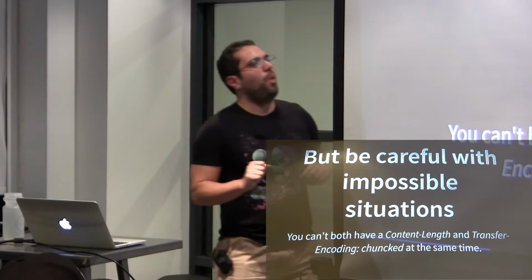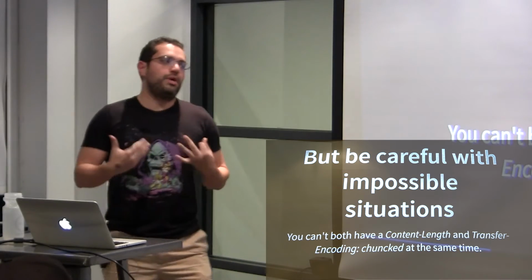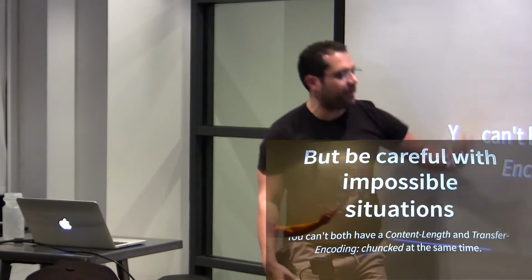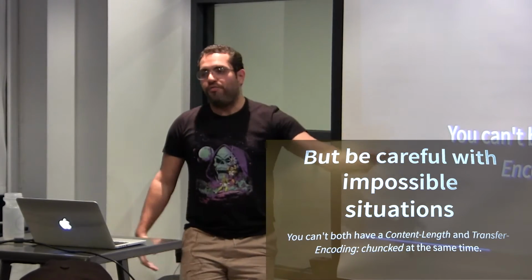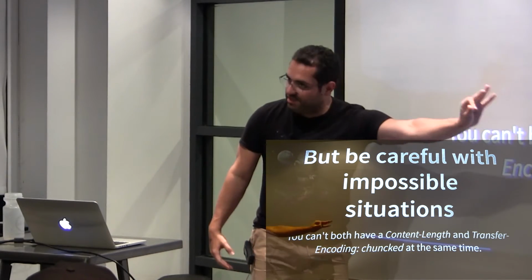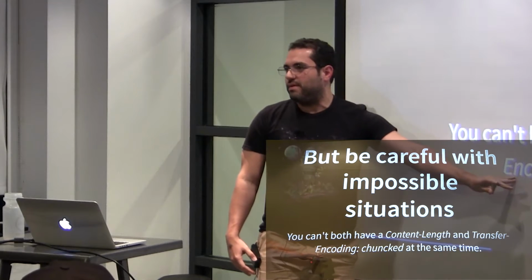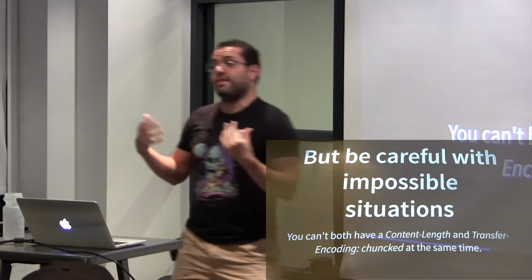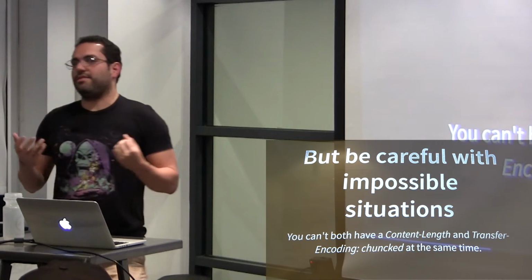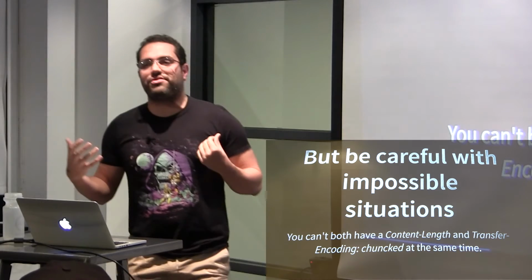So you have to be careful with impossible situations. For this, you have to pay attention to how the protocol works. You can't have content length and transfer encoding chunked both at the same time. Because when you say it's chunked, you don't know the size, and if you know the size, it can't be chunked. So if someone is trying to send this kind of request to you, it's probably an attack. It's either someone that has something really misconfigured or they are trying to do something bad to your service.